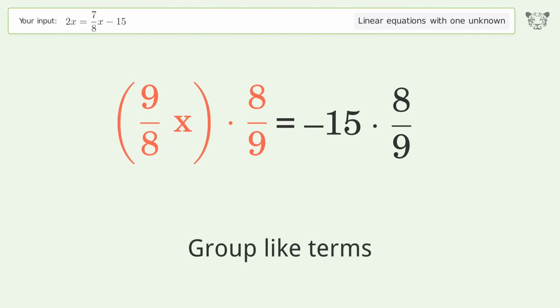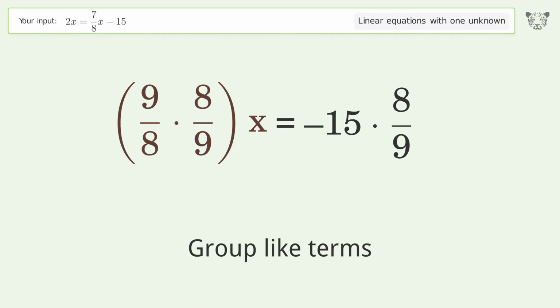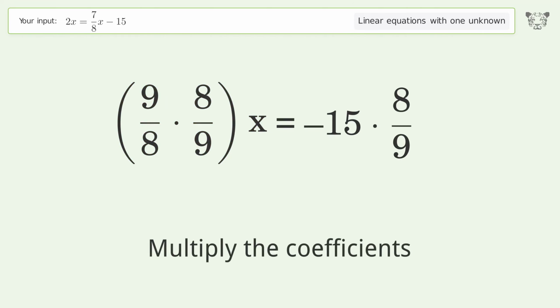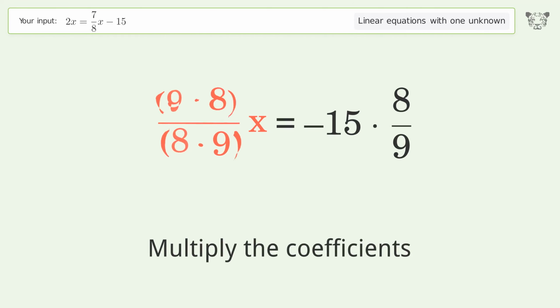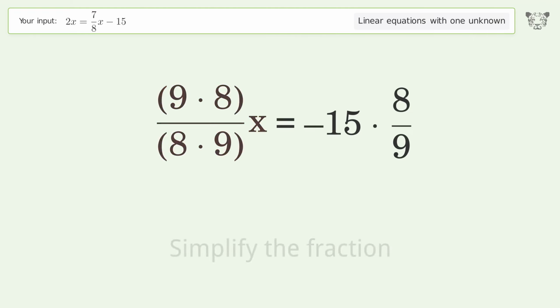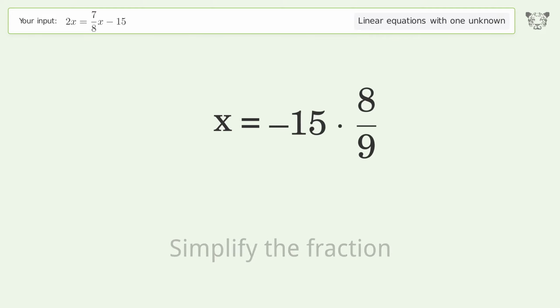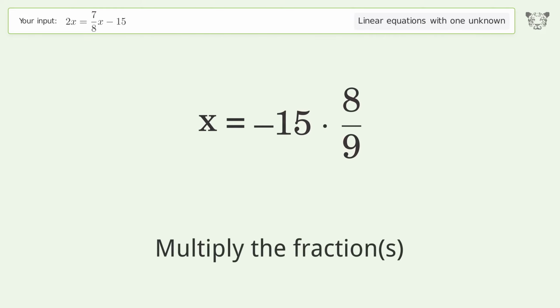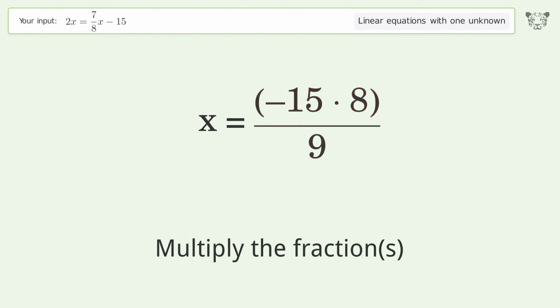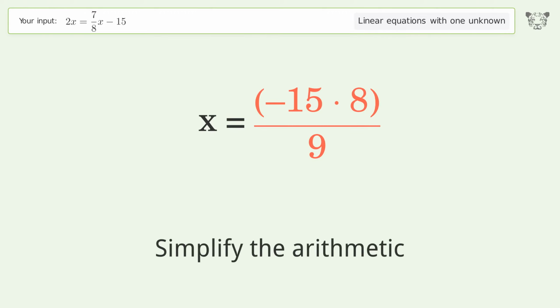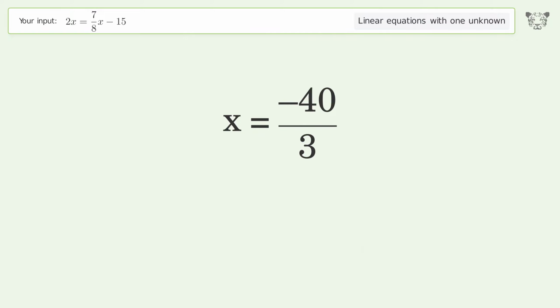Group like terms. Multiply the coefficients. Simplify the fraction. Multiply the fractions. Simplify the arithmetic. And so the final result is x equals -40/3.